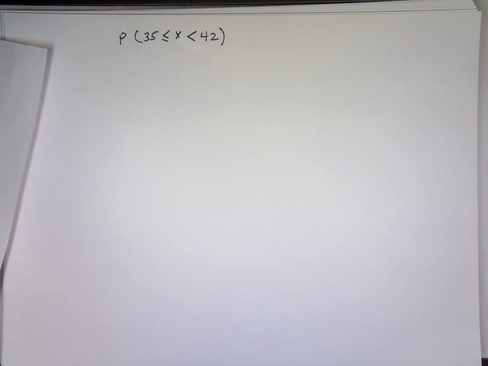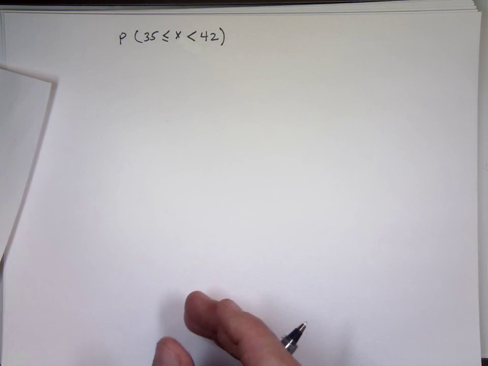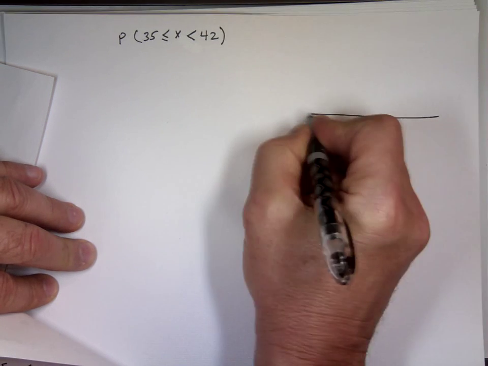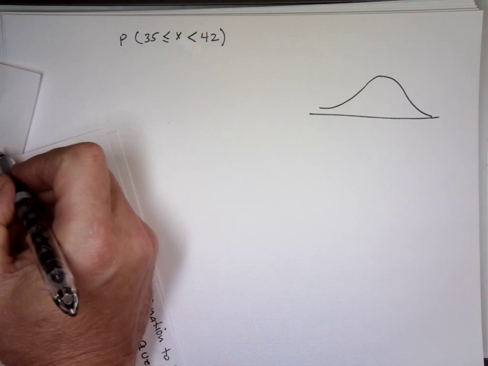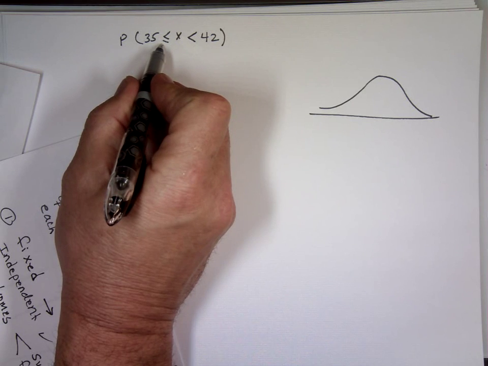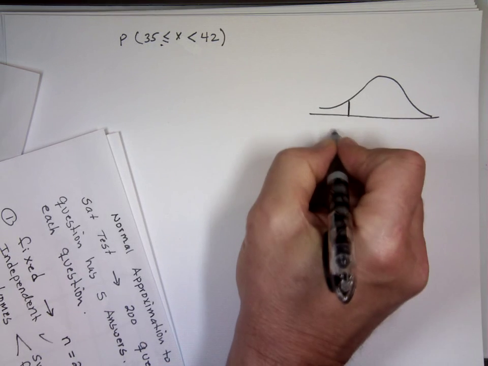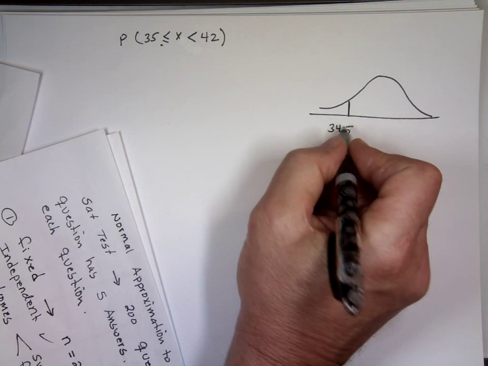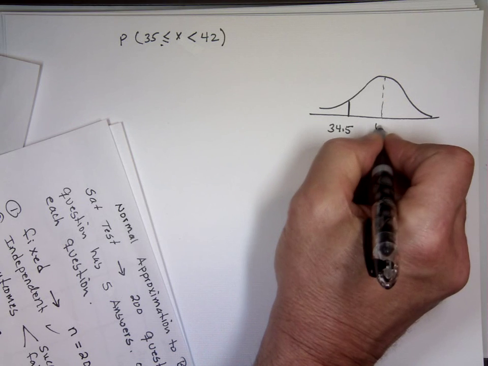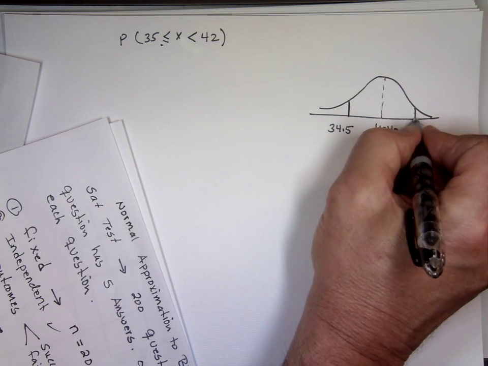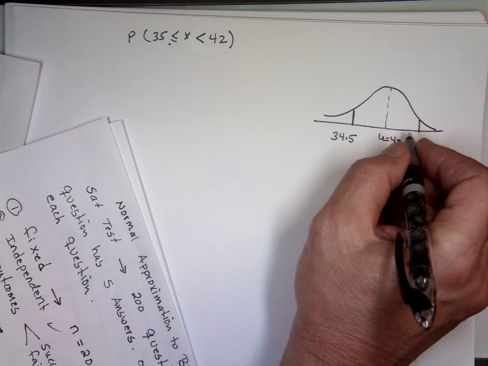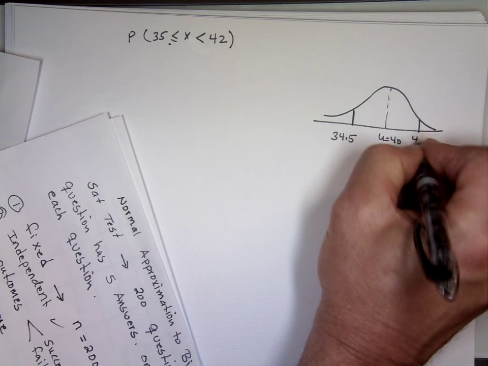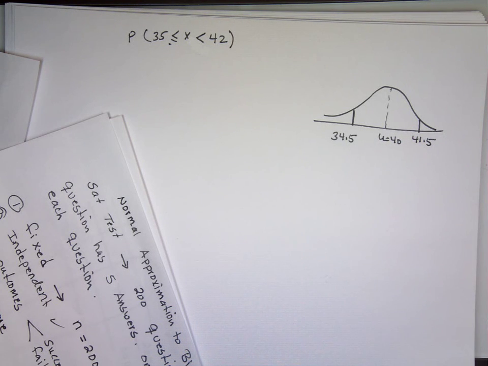Now this is really not bad to do. We can do the binomial and give the exact answer. Actually, that would be a good one to compare. Now, is the 35 included? Yes. And where does the 35 start at? 34.5. Here is the 40 right here. Is the 42 included? No. So where are we going to stop? 41.5, because you are not including the 41.